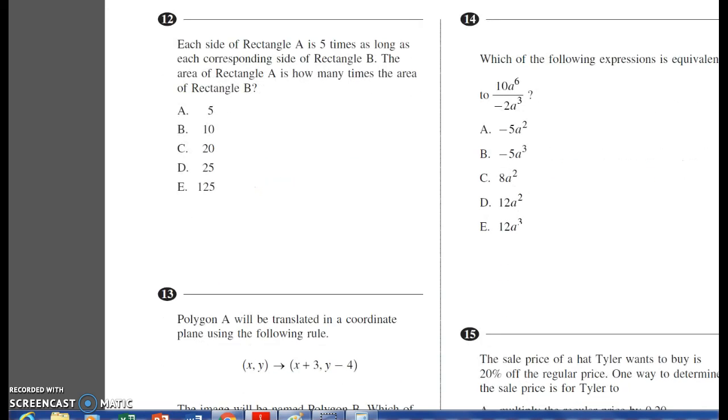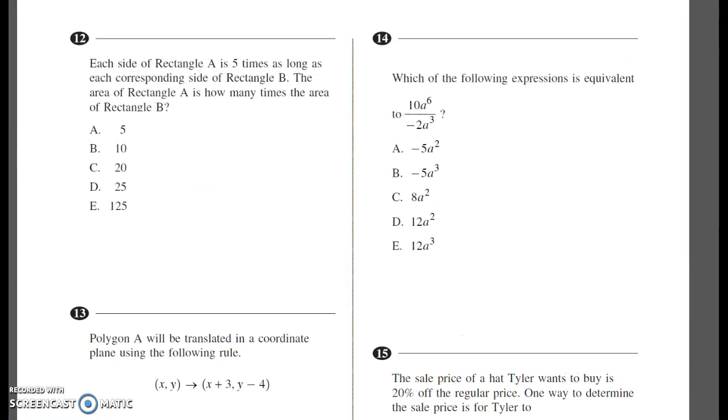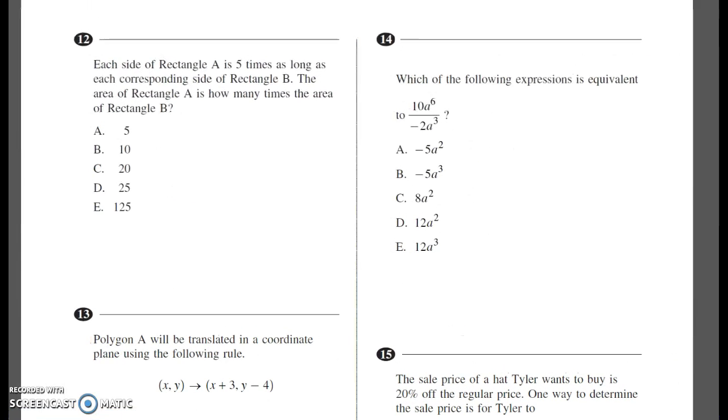Next question. This one is area again. So remember, the area formula is something that you're going to have whenever you're looking at your formula sheet. This is not something that you have to think up all your own, okay? So what we have is we have a rectangle where each side of rectangle A is 5 times as long as the corresponding side of rectangle B, okay? So let me draw this out for you.